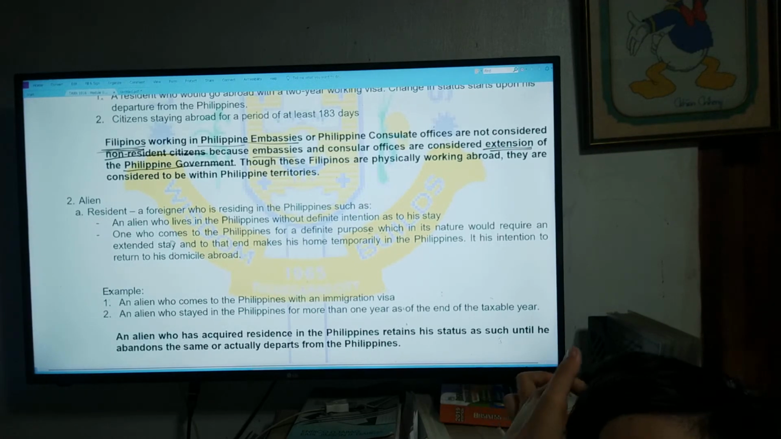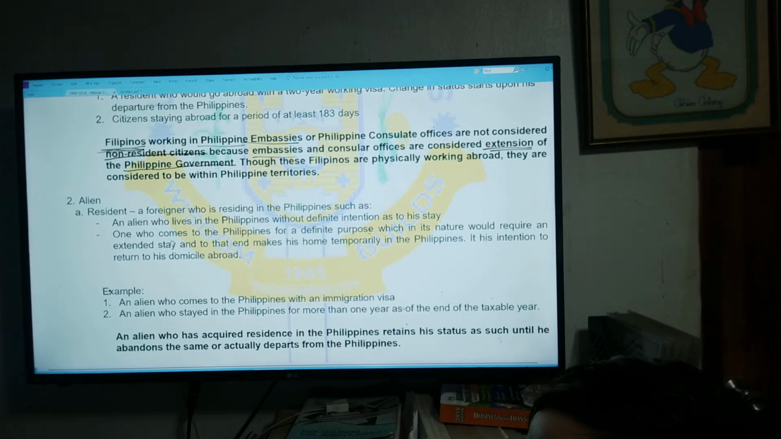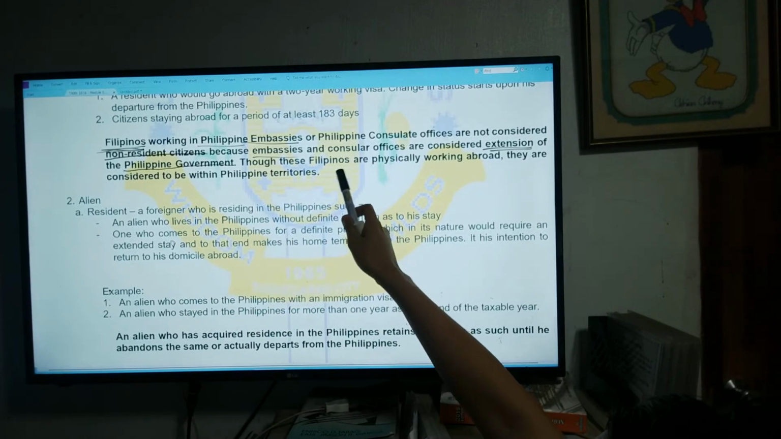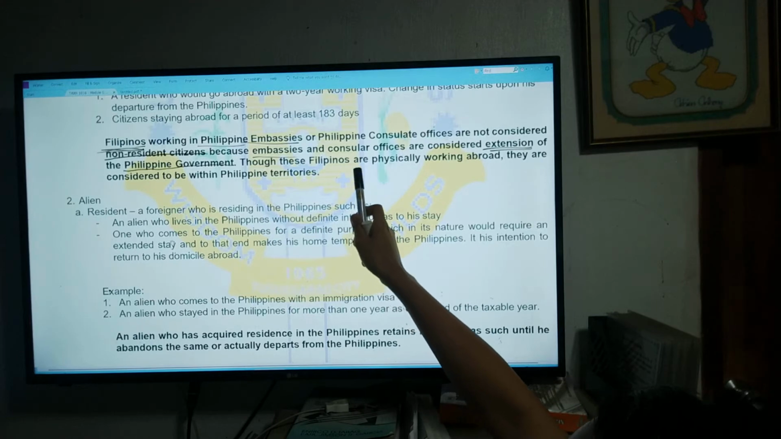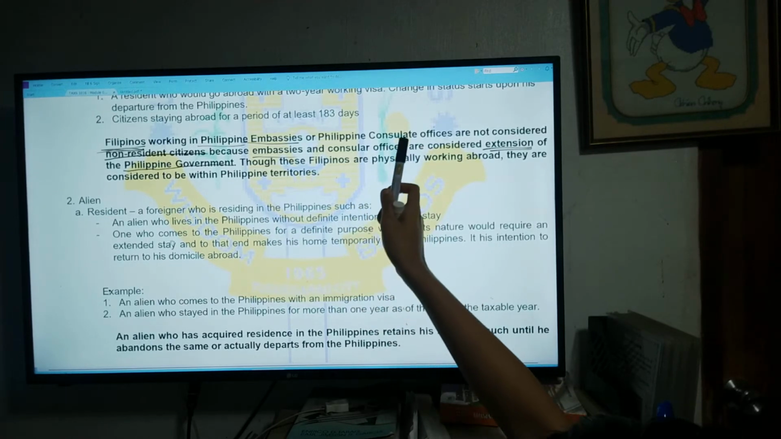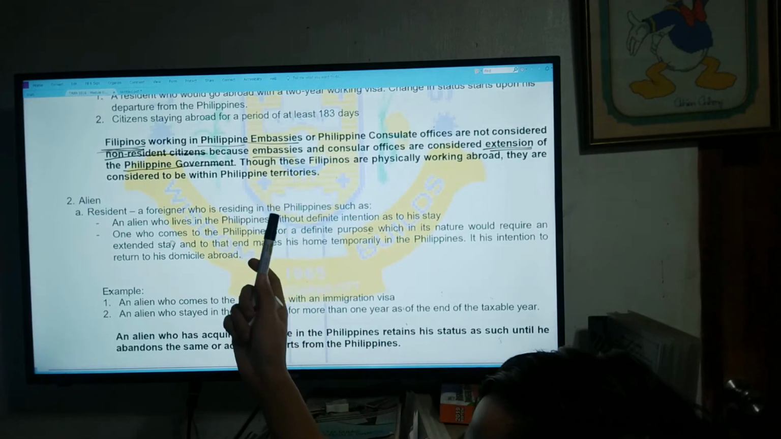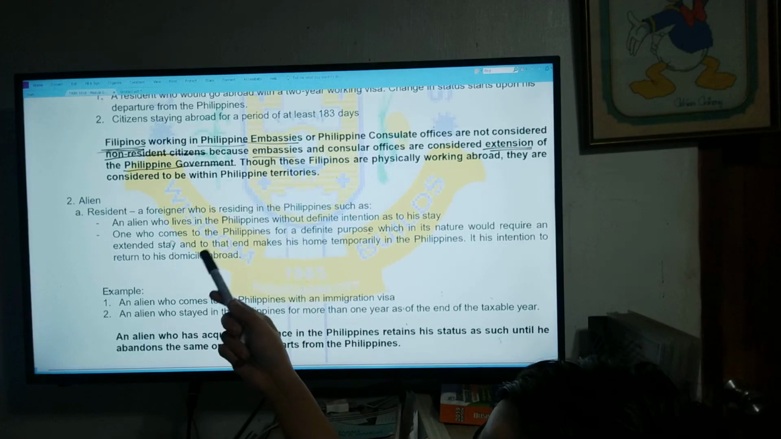Because it is considered within the Philippine jurisdiction already. Okay? At least mafe-feel nila doon na nasa Pilipinas sila. Okay? So that's the very essence of this exemption. In which case, kapag nasa loob ka ng Philippine embassy at nag-work ka doon, okay?